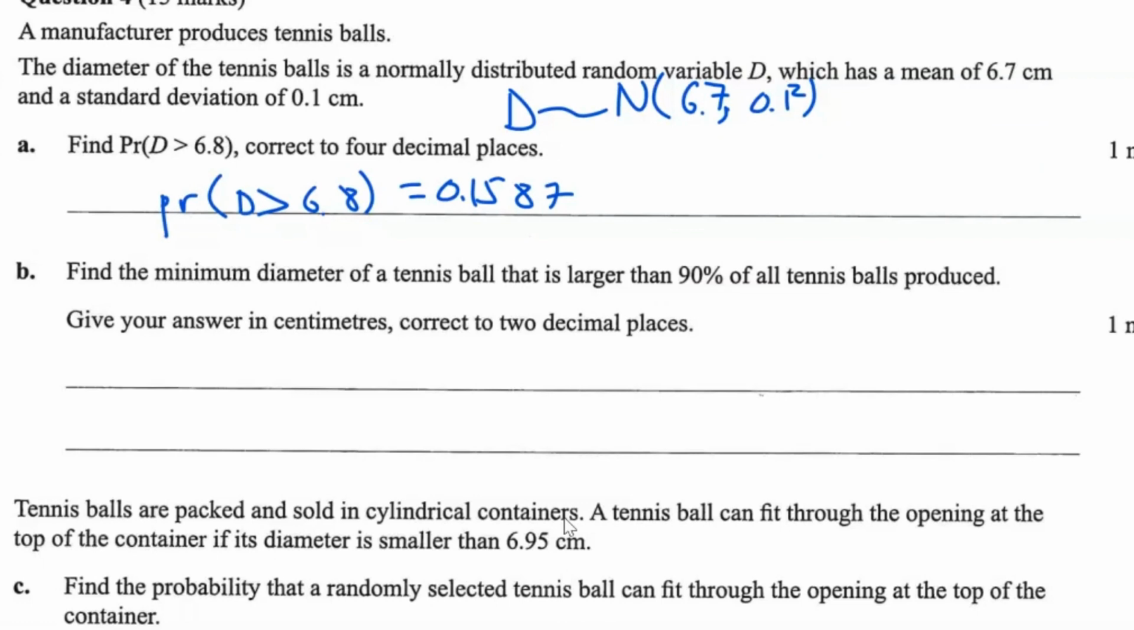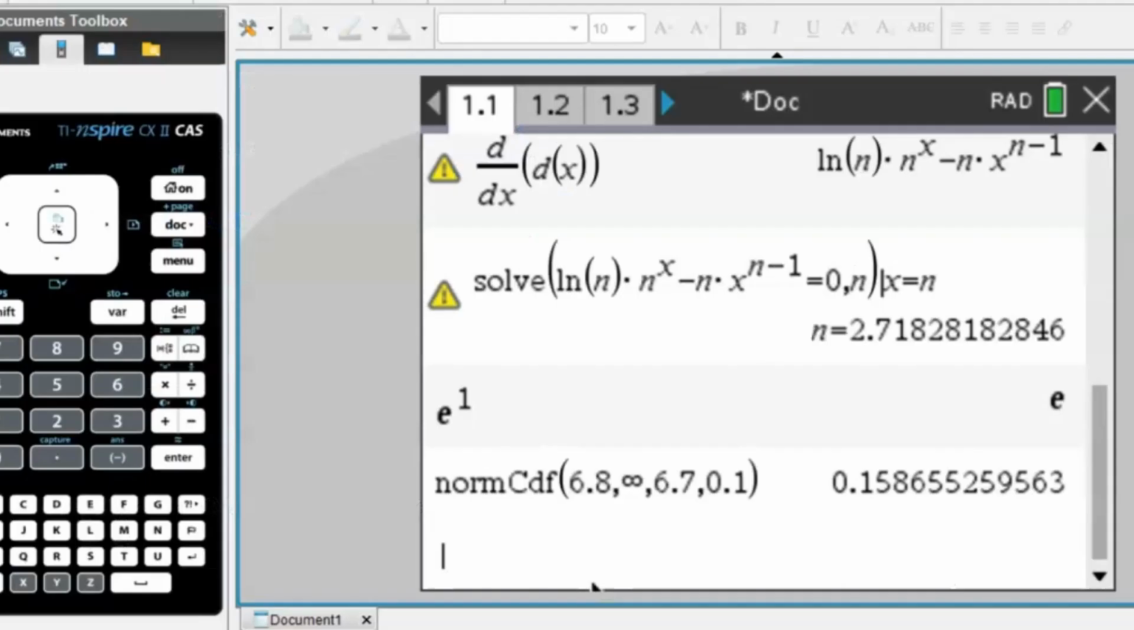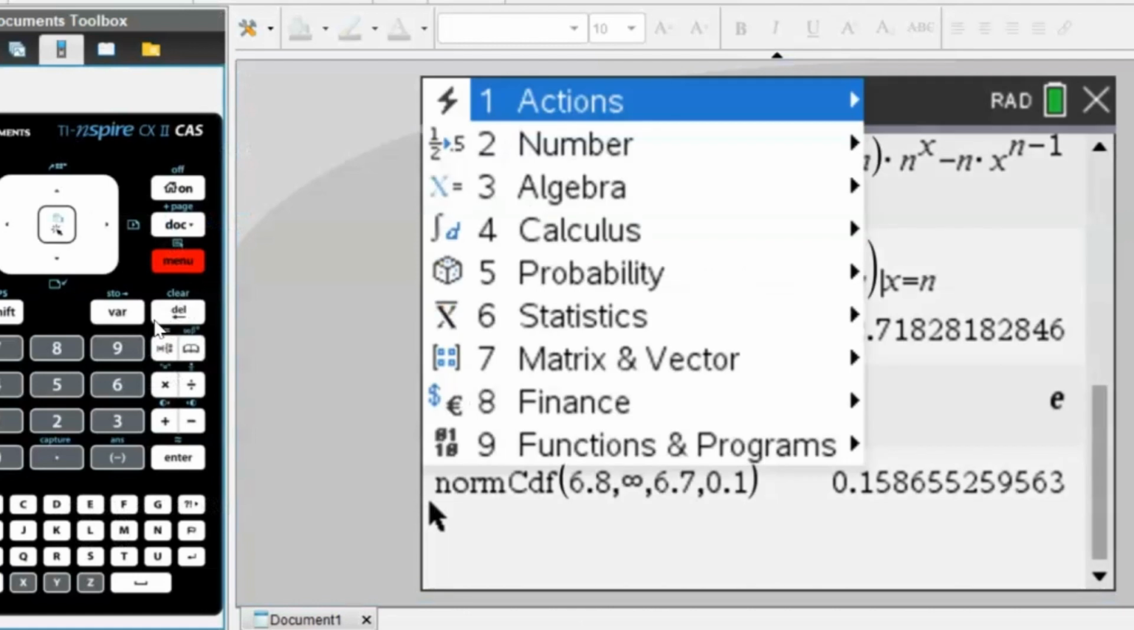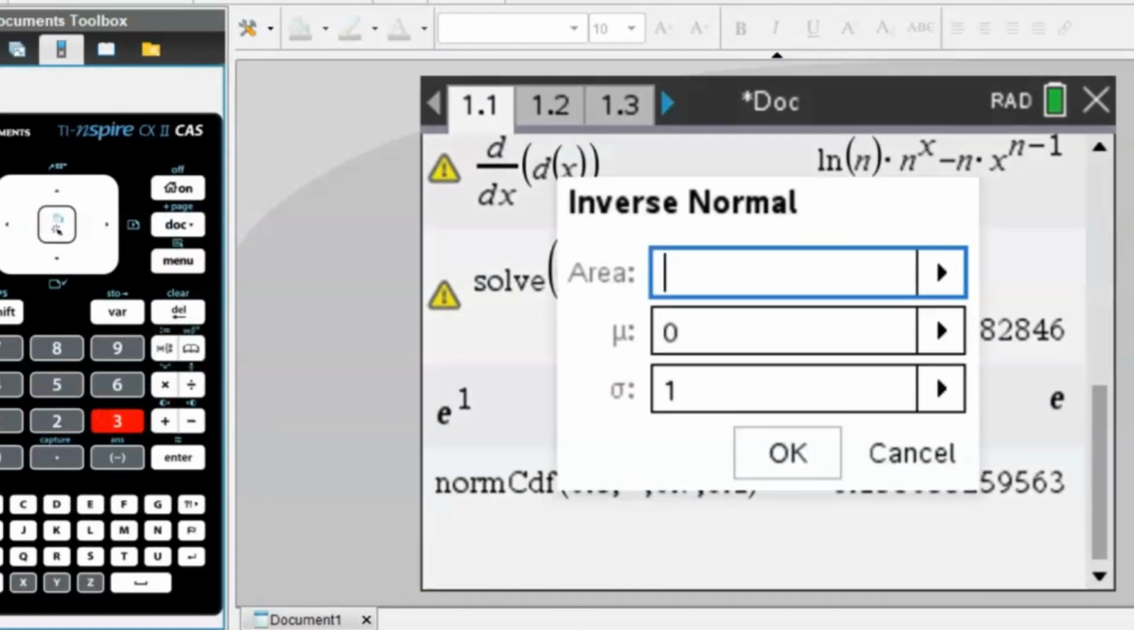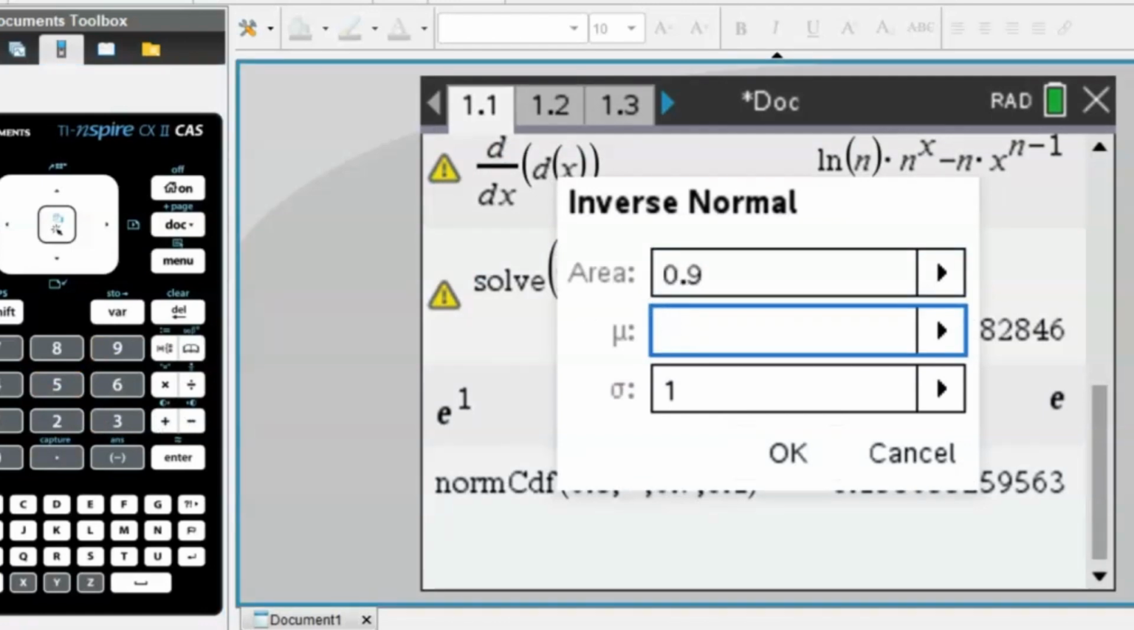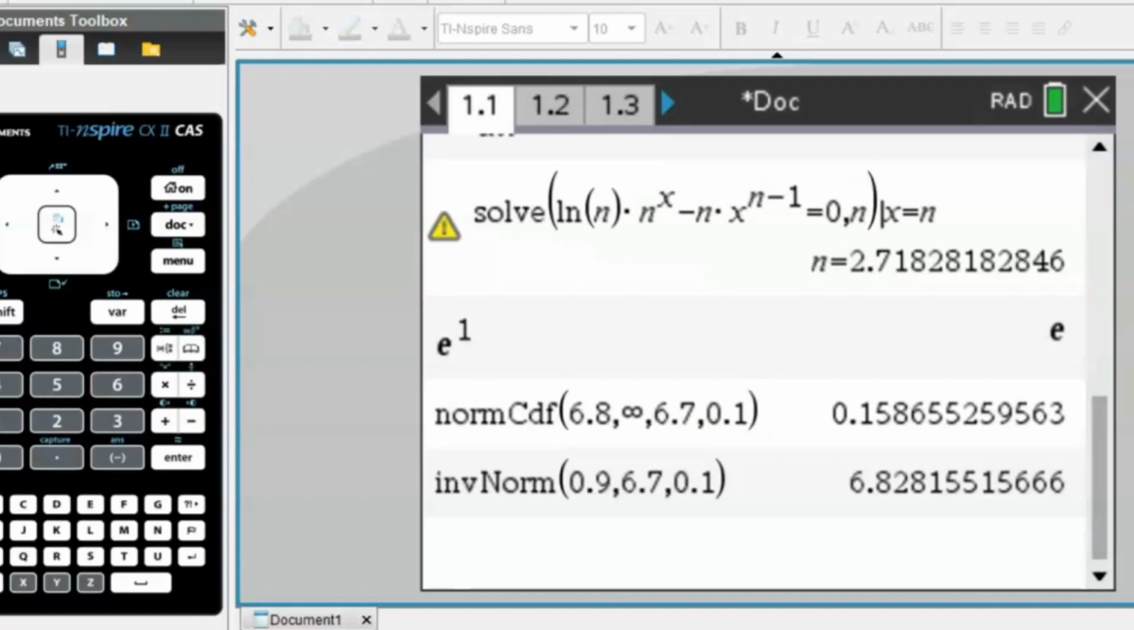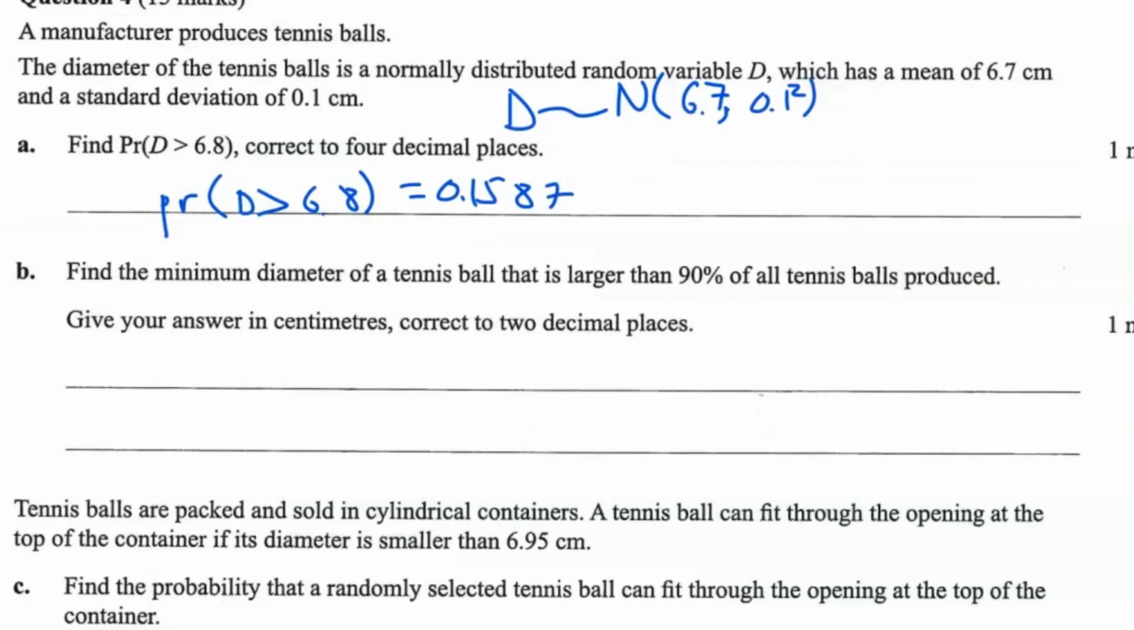Find the minimum diameter of a tennis ball that's larger than 90% of the balls. So that's going to be inverse norm. We're going to use the inverse norm, menu 5, 3, which is 0.9, and the mean was 6.7, standard deviation 0.1, and that is going to be 6.83 centimeters.